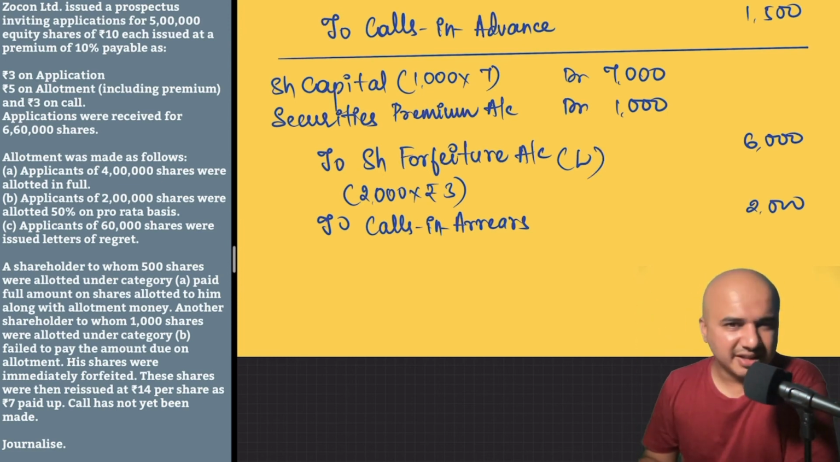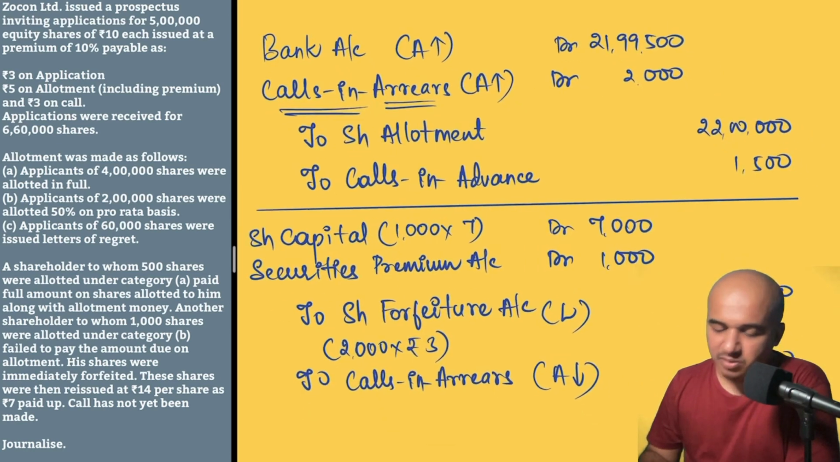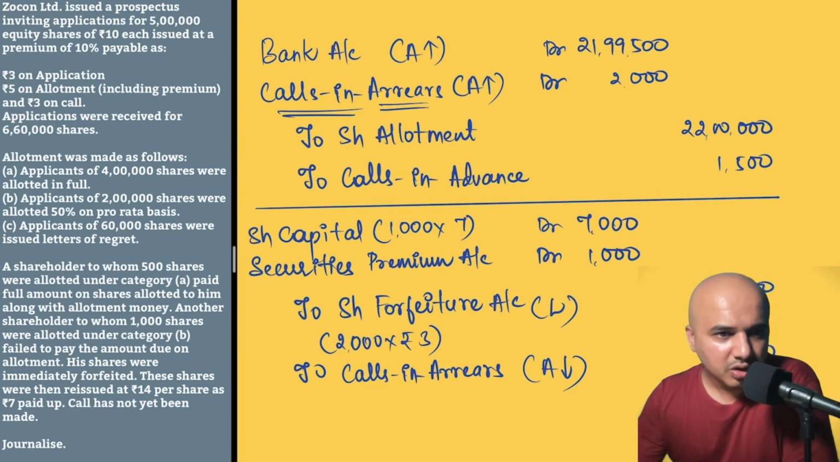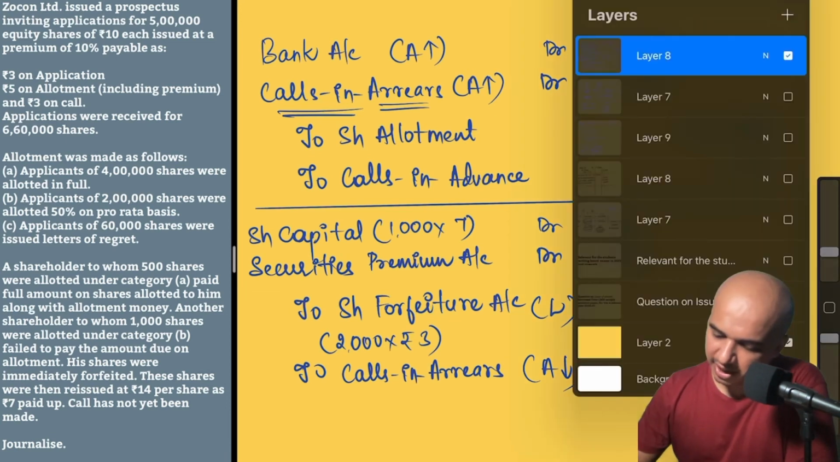Then calls in arrears is nothing but an asset which is being cancelled. That's it. So now we are done with most part of the problem. The only thing pending would be the last stage. The first call is not made, but they say his shares were then reissued at rupees 14 per share as rupees 7 paid up. Okay, we'll look into that.